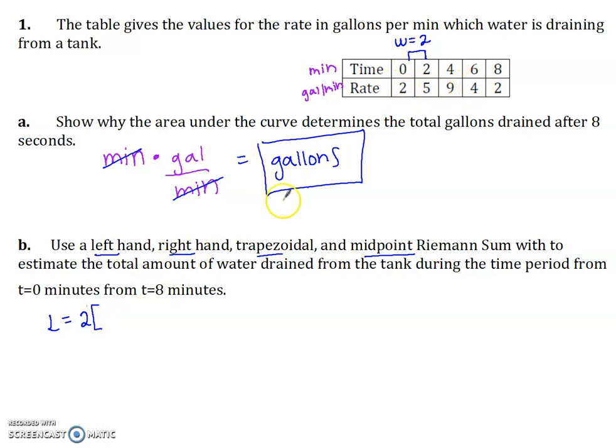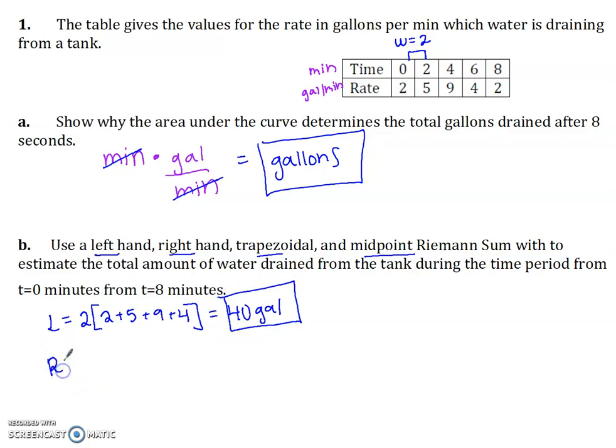and then add up the y values. So for a left-hand sum, I'm going to add up, starting on the left, all of the numbers, but leave out the one on the right. So that'll be 2 plus 5 plus 9 plus 4. And that is going to give me a total area of 40. And our units are going to be gallons.